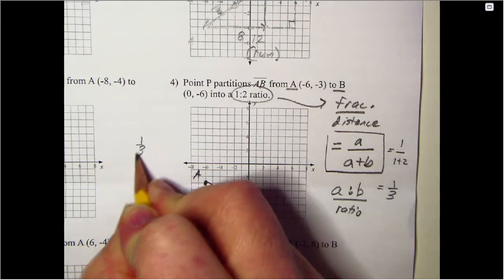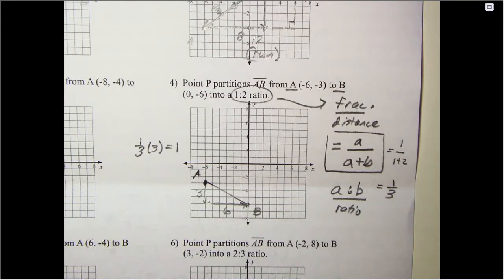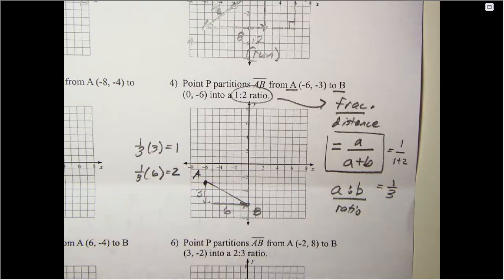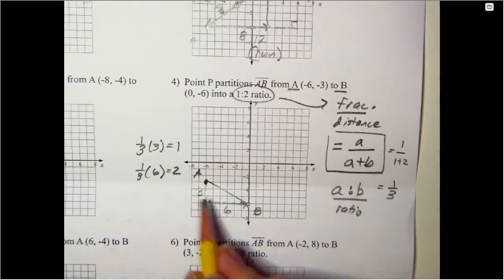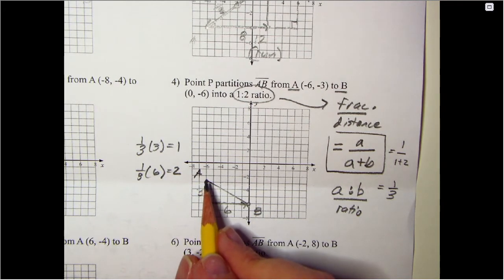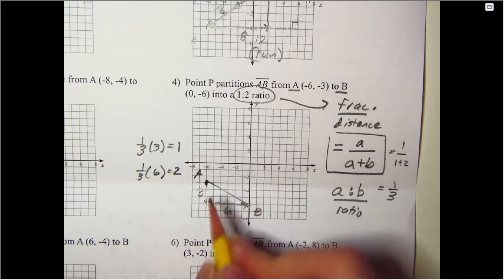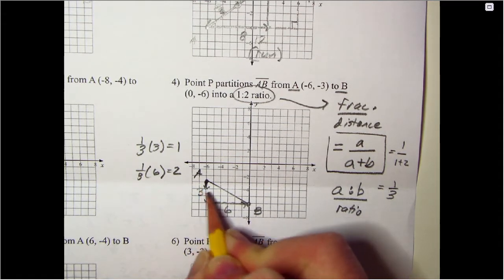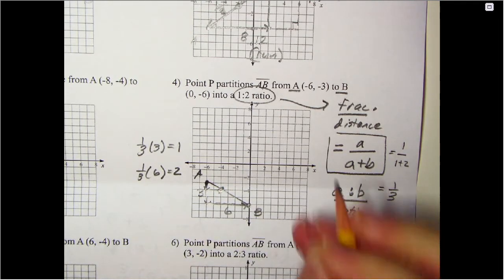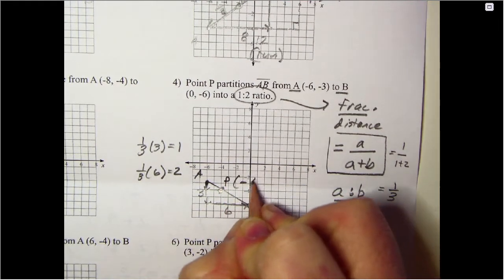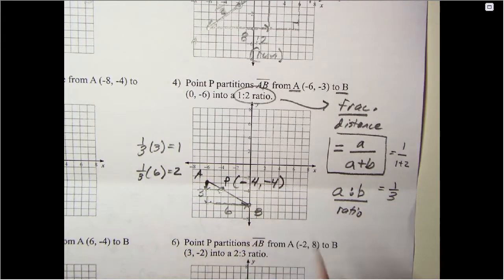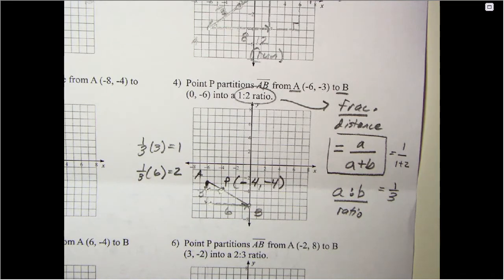So 1/3 of 3 is 1 unit. 1/3 of 6 is 2 units. So to find this point that partitions this thing into thirds and is 1/3 of the way from point A to B, I'm going to go down 1 box and over 2 boxes, and you should see that lands right on the coordinates -4 and -4. That's the location of our point.